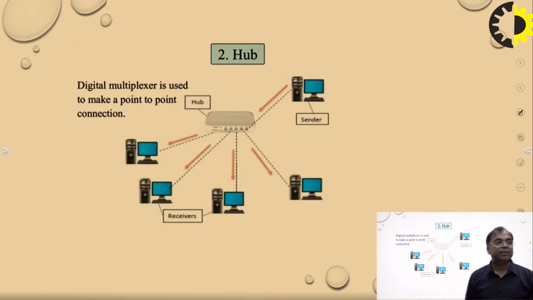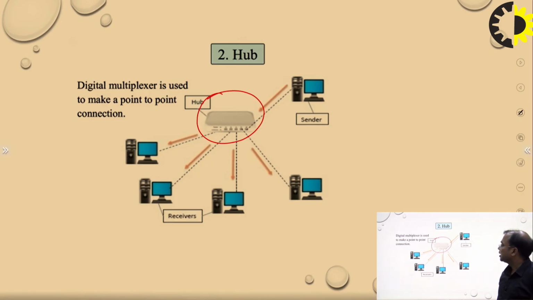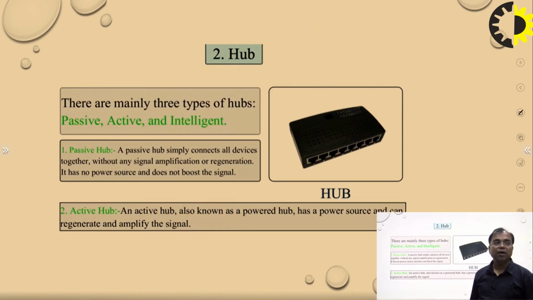Next is how a hub is connected. This is a digital multiplexer used to make point-to-point connections. All the stations, all the receivers, are connected with this hub, and they are connected with a sender. When the sender sends data, it can be received by many systems or computers, and that is only with the help of this hub device. This is responsible for connections of all the other devices. Clear? Now, there are mainly three types of hub: passive hub, active hub, and intelligent hub.